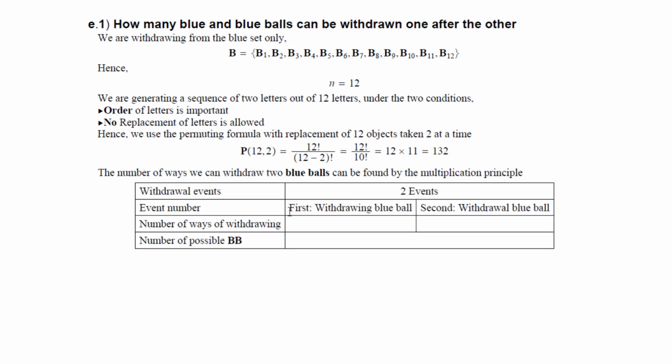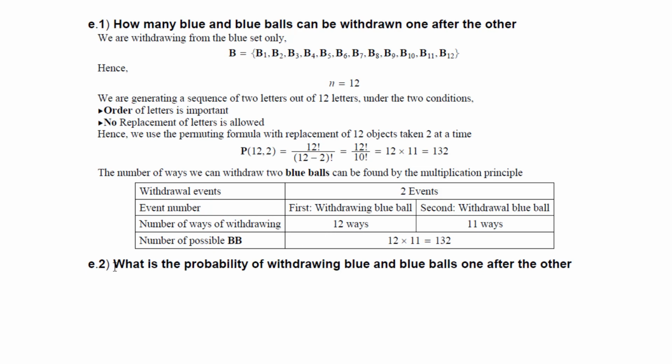We can also use the event table, and we write the first event withdrawing the first blue object, and the second event withdrawing the second blue object. The first event can happen in 12 ways, and the second event can happen in 11 ways. So their product is 132. We can use either this formula or we can use the table of events.